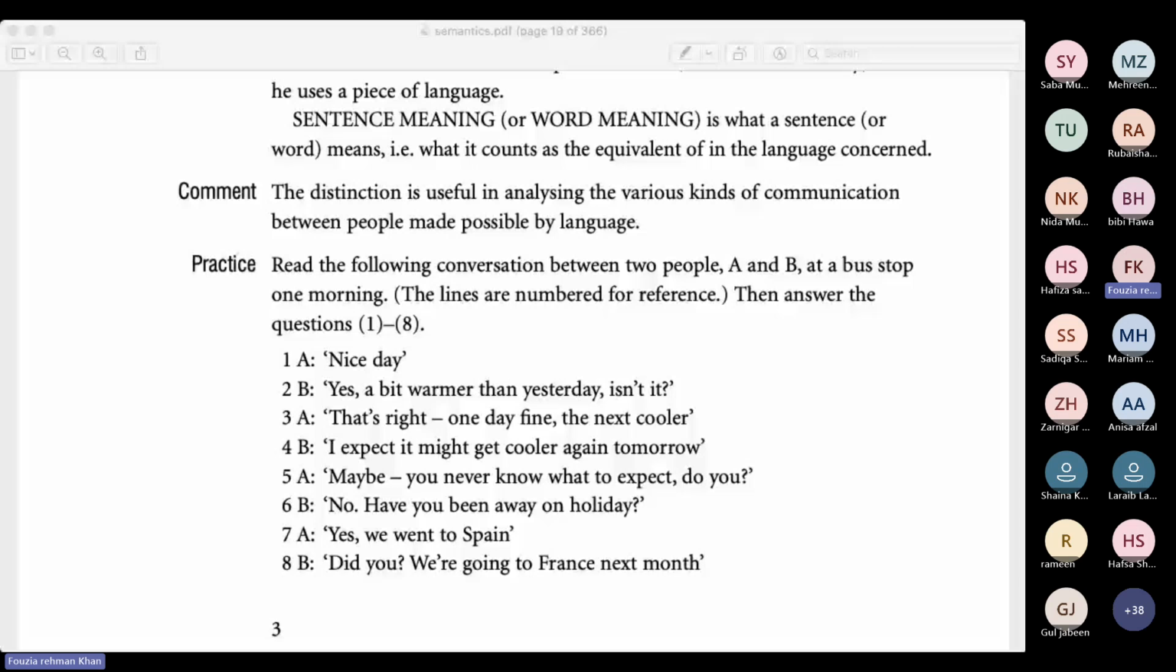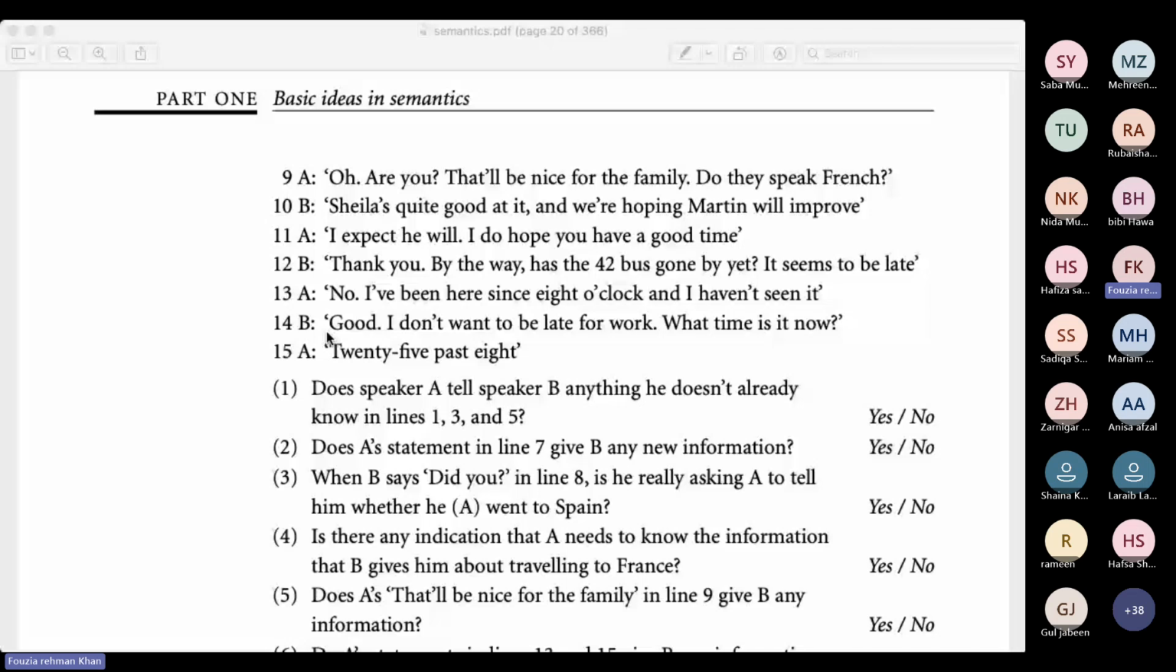Okay, then coming to the conversation continues on the next page. Oh, are you? That will be nice for the family. Do they speak French? B: Sheila's quite good at it, and we are hoping Martin will improve. A: I expect he will. I do hope you have a good time.